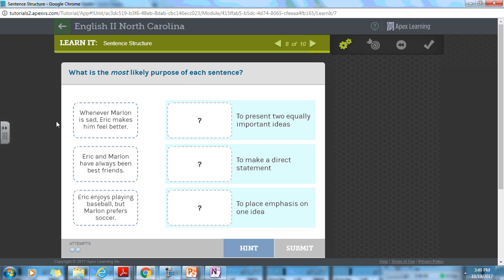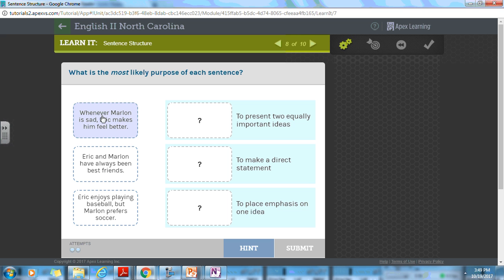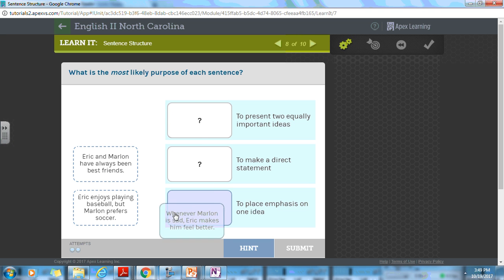So the last activity: whenever Marlon is sad, Eric makes him feel better. So already I recognize whenever. That's a subordinate conjunction. So I know this is a complex sentence. And I know it's placing one idea on another.